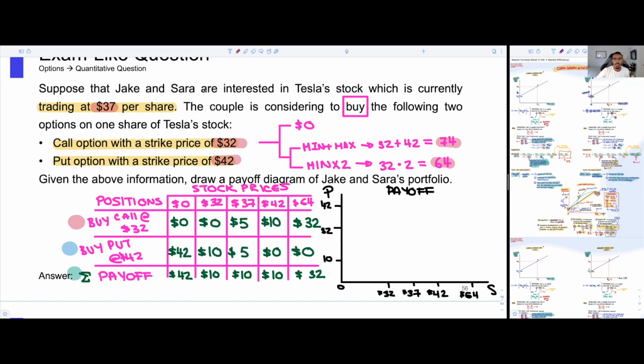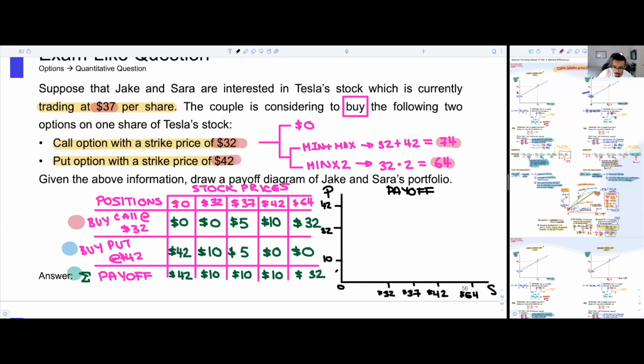Okay. So awesome. So let's go with our number one, the position at which we bought a call at 32 bucks. So if we're at $0 for our stock price, we have $0 as our payoff. If we're at $32, oh, and we also have $5. Whoops, let me draw that up too. My bad.